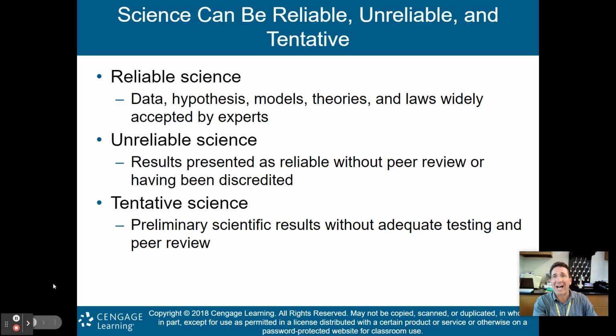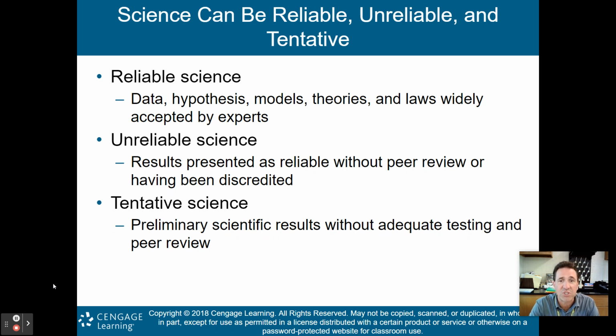So science can be reliable, unreliable, or tentative. If I was doing this lecture 30 years ago, most science was reliable back then. Unfortunately, nowadays, with all the access everyone has to social media and all these different websites, you really, as a scientist, need to make sure that you're using reliable data. So what is reliable science data? It's data, hypotheses, models, theories, and laws that are widely accepted by experts. They've been through peer review. That's what reliable science would be.